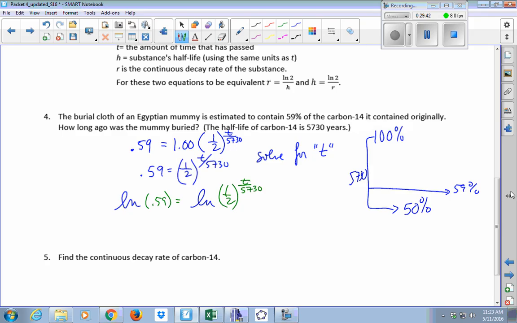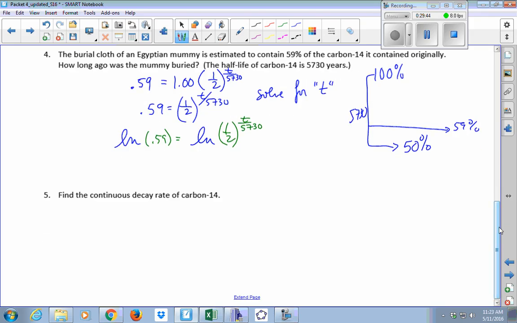Why do we use logs to undo, besides the fact that the main reason is that it's the inverse operation? We get to use the handy dandy log property, the power rule, that takes the power, which is where your variable is located, and brings it right down in front, and it multiplies. Notice in the natural log of 1/2, t over 5730, times the natural log of 1/2, which is just a number, equals the natural log of 0.59.